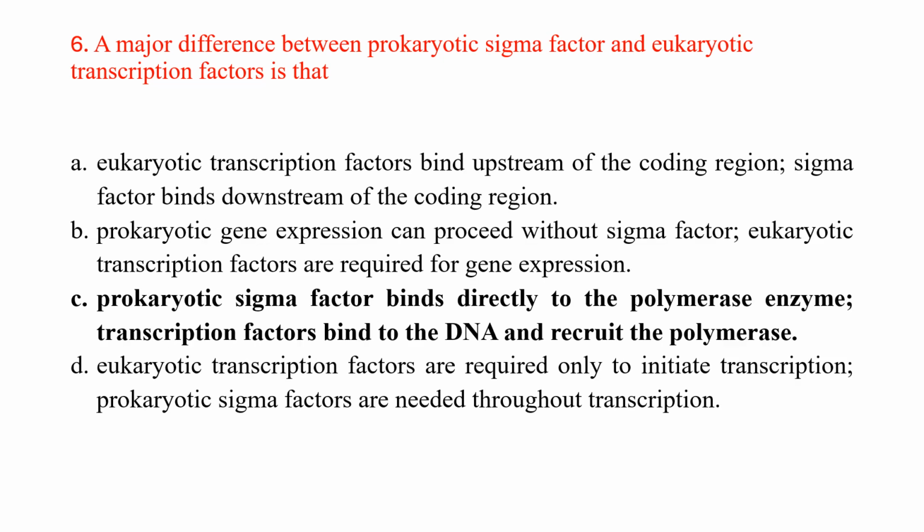The answer is C. Prokaryotic sigma factor binds directly to the polymerase enzyme, while transcription factors bind to the DNA and recruit the polymerase. So to go through the other statements, letter A, eukaryotic transcription factors bind upstream is simply false, and sigma factor binds downstream is also false, it's simply reversed. For letter B, prokaryotic gene expression can proceed without sigma factor. It can happen, but it's very unlikely that it will bind and proceed without sigma factor. We know the transcription factors are required for gene expression.